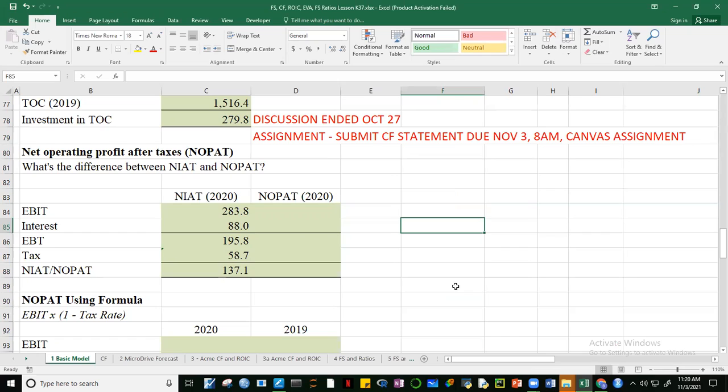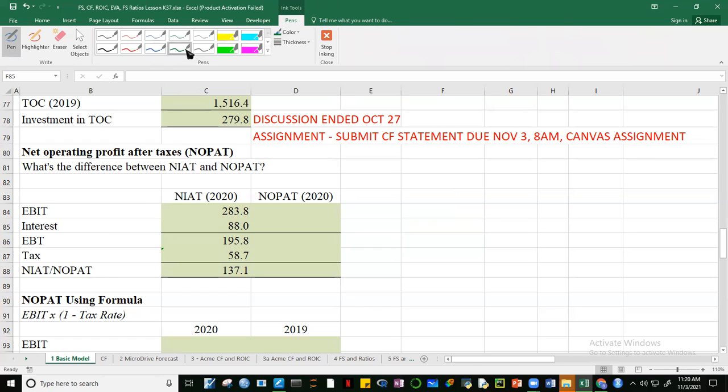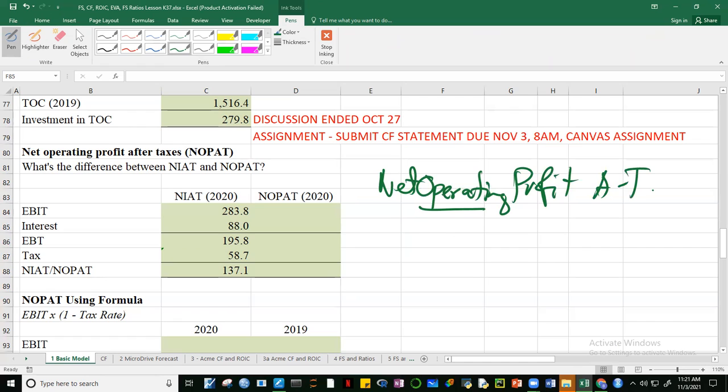So no other computation for that one. We just copied the one above. Okay, now for this one, NOPAT, net operating profit after tax. As the name indicates, guys, again, we're qualifying our profit. We want operating profit, net operating profit, and then that's after tax.